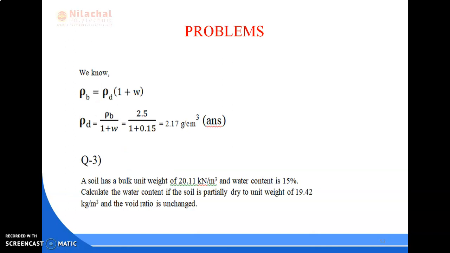So let us proceed. So we know the relation rho b equal to rho d into 1 plus w. This is the relation, or implies rho d equal to rho b by 1 plus w. As the rho b is given, everything is given. 2.5 divided by 1 plus 0.15 equal to 2.17 gram per centimeter cube. This is the answer. So this much for this lecture.